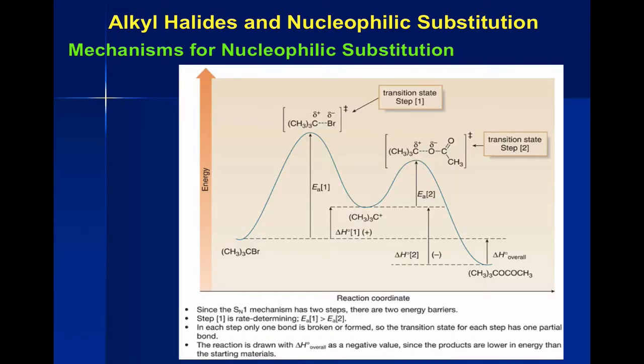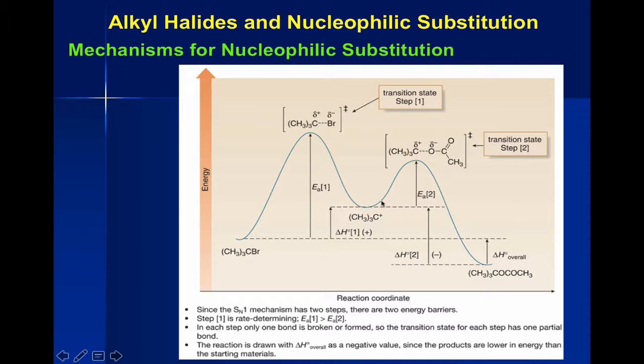So even though it's SN1, again, don't confuse the one for the number of steps. This actually has 2 steps. The slow step here is the formation of the carbocation. So this is the energy of activation for that first step. You can see that the carbon-bromine bond is breaking.